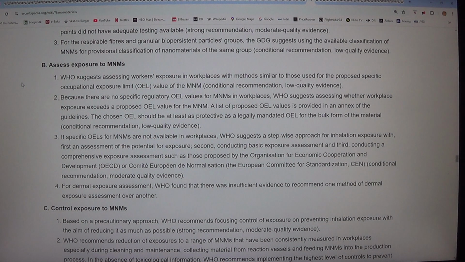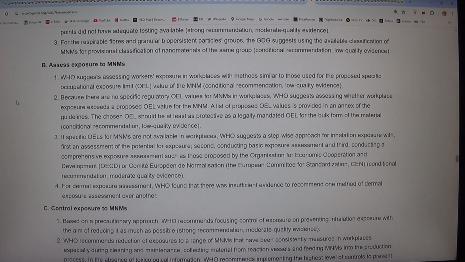B. Assess exposure to MNMs. 1. WHO suggests assessing workers' exposure in workplaces with methods similar to those used for the proposed specific occupational exposure limit, OEL, value of the MNM. Conditional recommendation, low quality evidence.